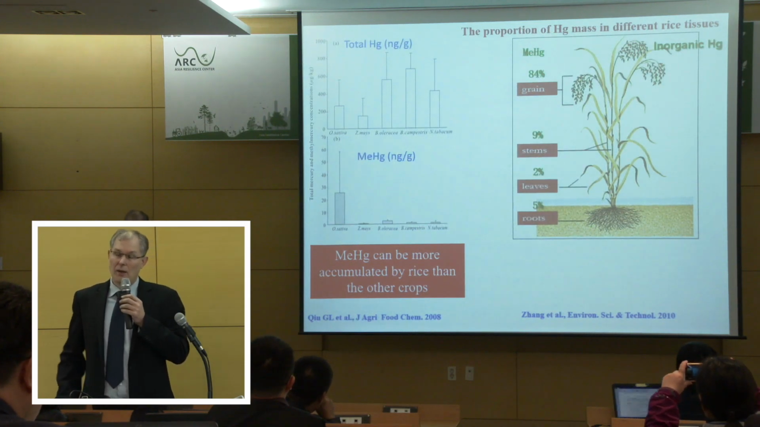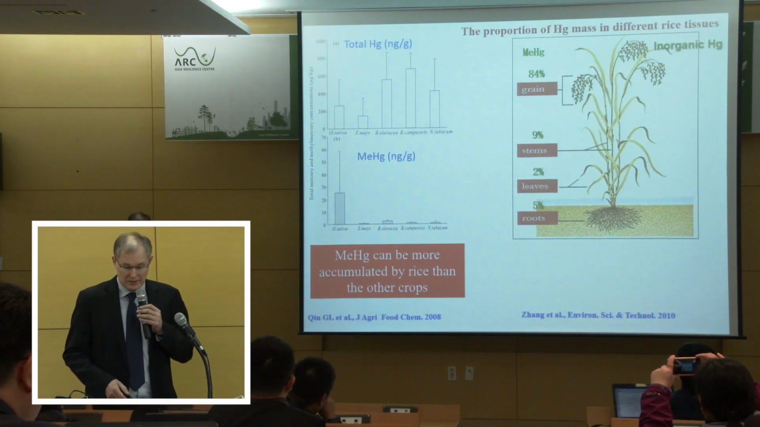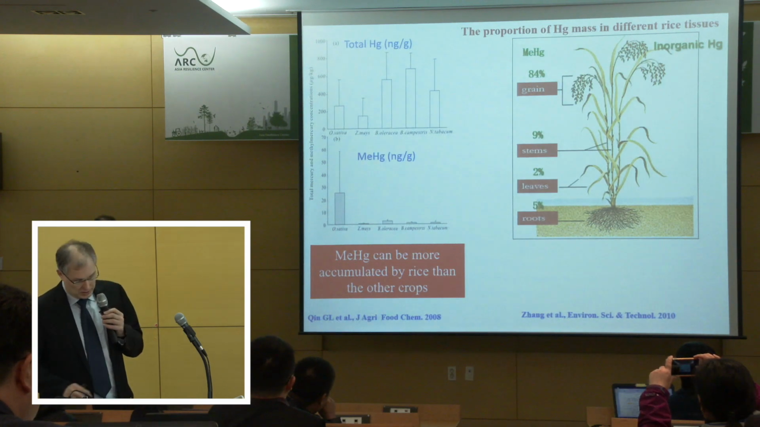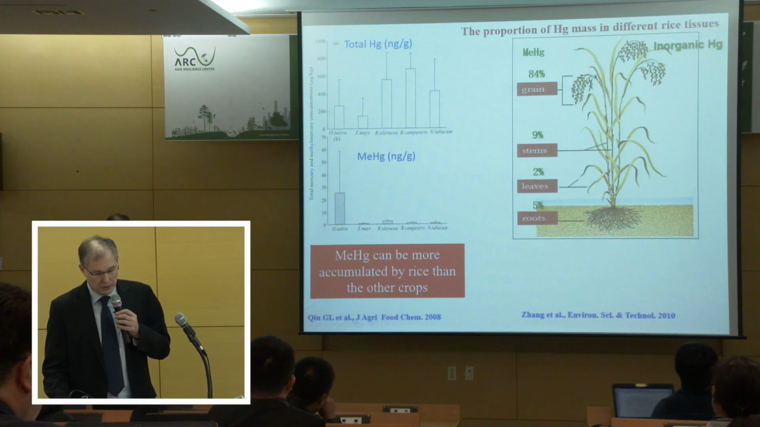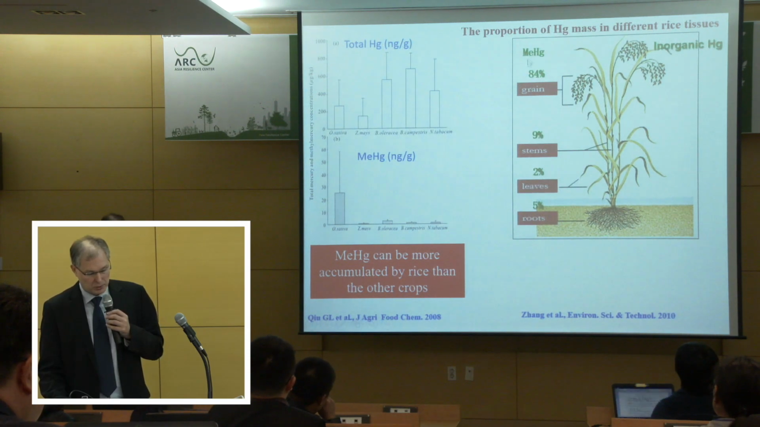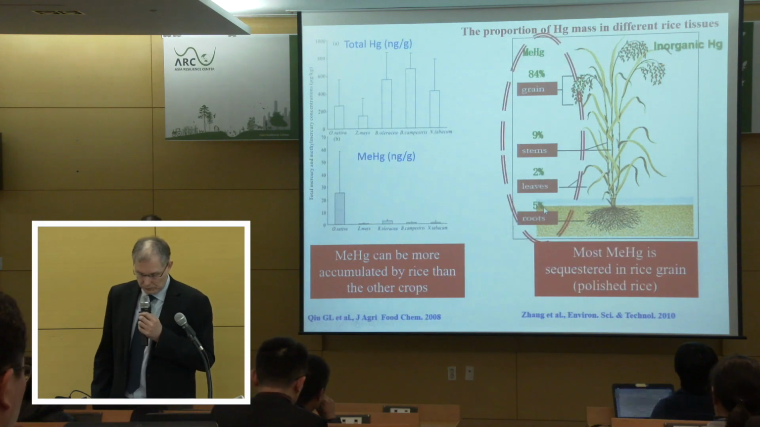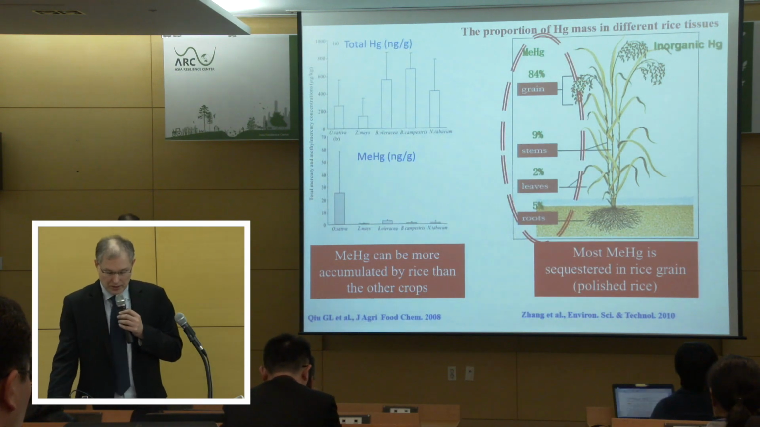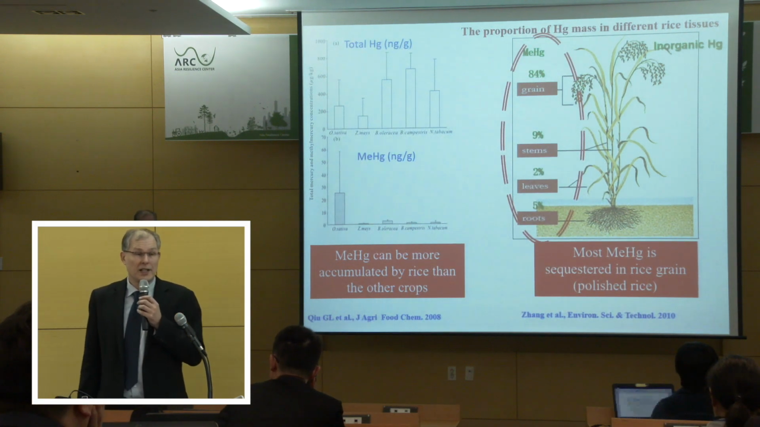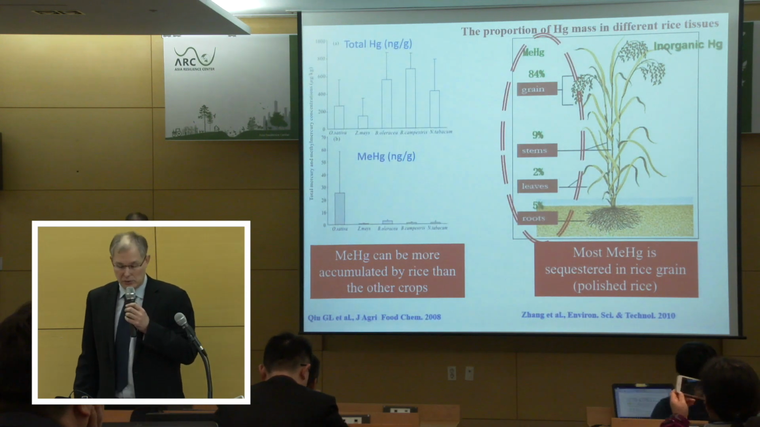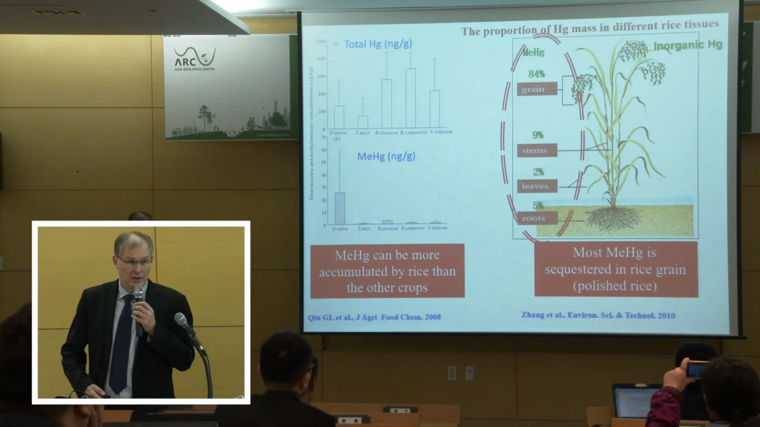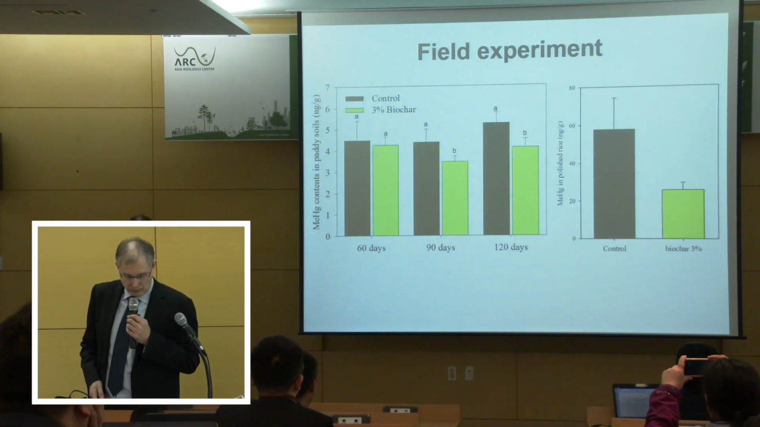And if we have a look particularly at rice, then we have to be aware that about 84% of the toxic methyl mercury is accumulated in the rice grain, and to a lesser amount in stem, leaves, and roots. That means most methylated mercury is sequestered in the rice grain. And this is, of course, highly toxic, and this is a big problem.